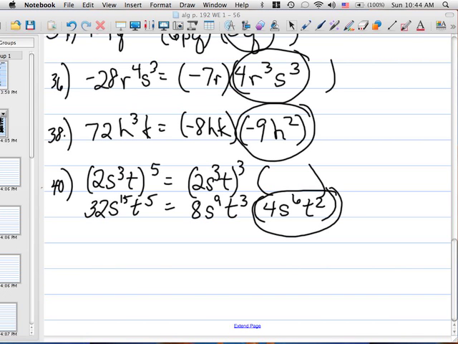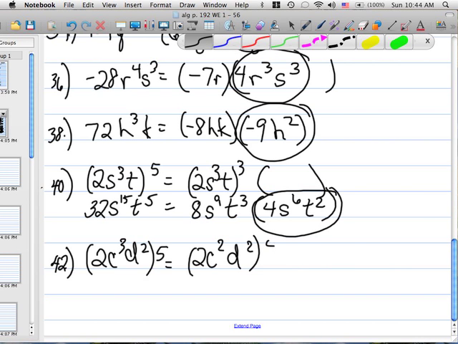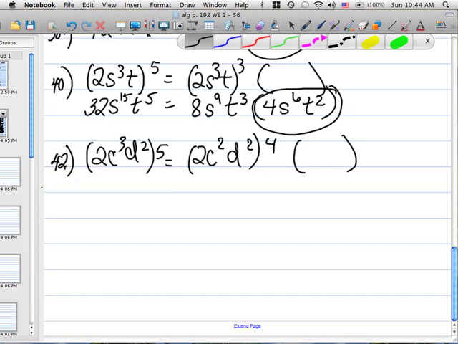Problem number 42. We have (2c^3 d^2)^5 = (2c^2 d^2)^4 times a missing factor, and we have to find the missing factor.